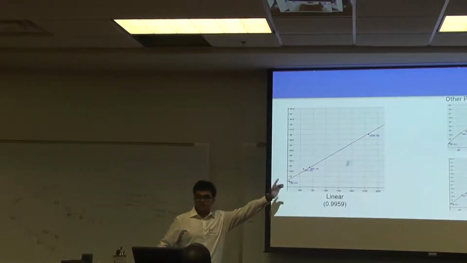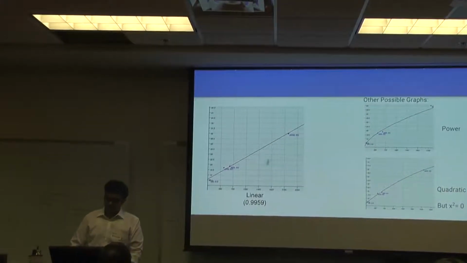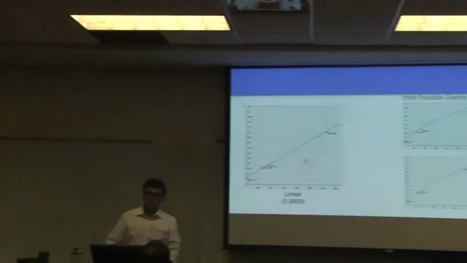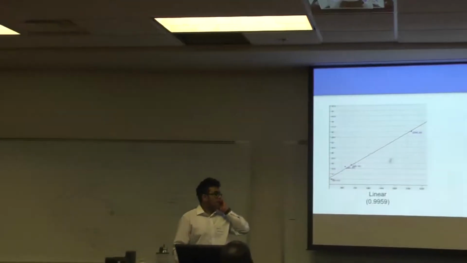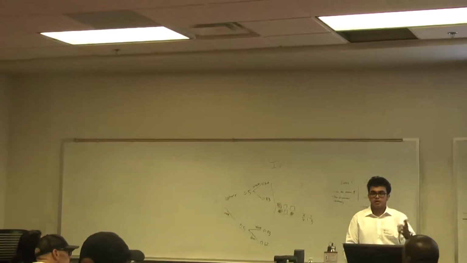And I also put the different types of graphs if you thought it was a power or quadratic distribution. What tool are you using to draw the charts and do the analysis here? That was a Python program that I made, where I just put in the points and then it gives me the graph.